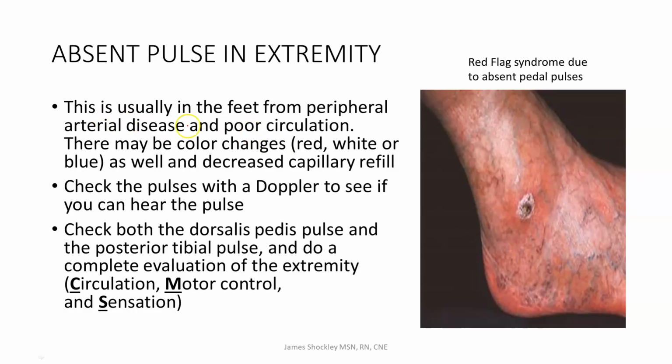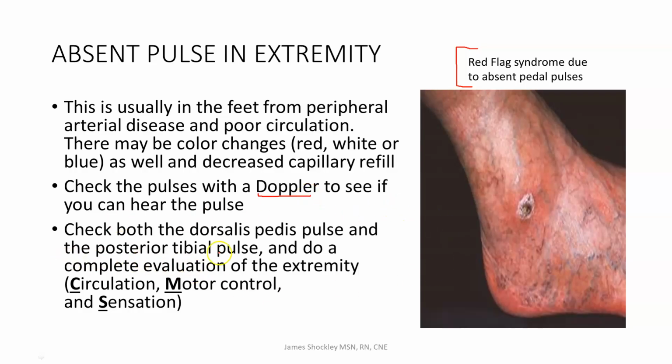So if you do have an absent pulse in the extremity, remember, this is peripheral arterial. And generally speaking, we're going to say it's probably an acute arterial occlusion. So you're going to look for, again, those changes. So the first thing you see is the red, white, or blue, and obviously they are very red. Check the pulses with a Doppler if you can't feel. And if you are using a handheld Doppler and it's not picking up anything, you want to make sure that you're letting somebody know and getting them scheduled for a duplex Doppler as soon as possible.